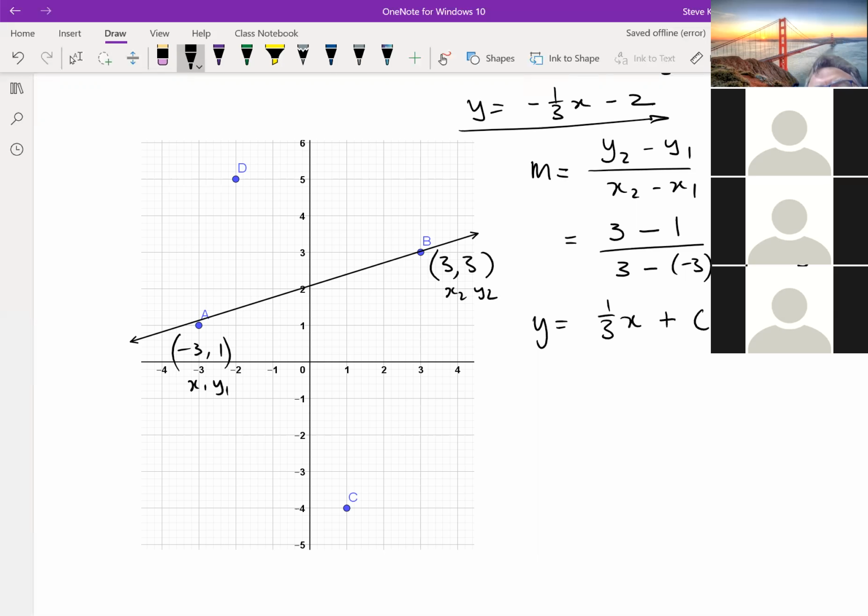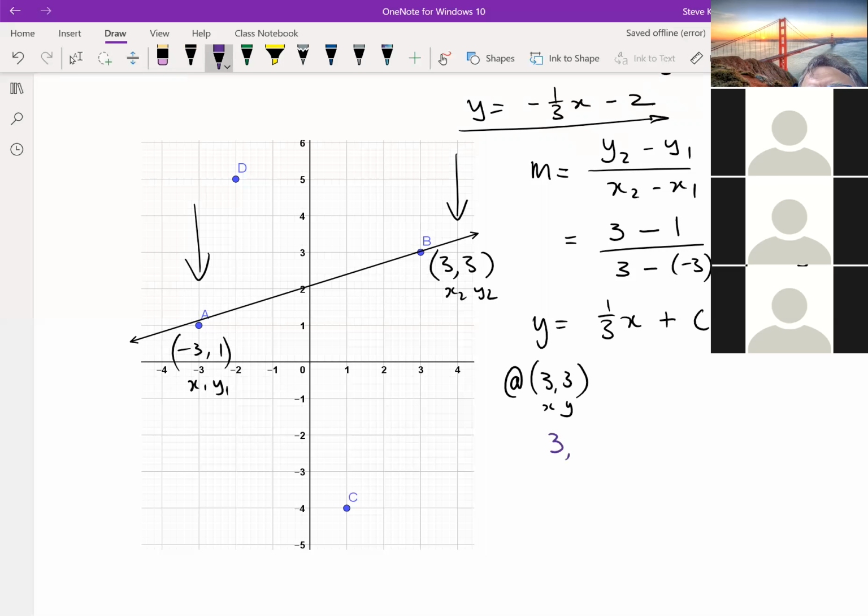I don't know what c is at this stage. We can see from the line that we've drawn there that it's possibly somewhere around about 2. But we can do a calculation to figure that out exactly. And the way in which we can work out what c is, we're going to use either that point or this point. We're going to substitute it into the equation. So I'm going to take this point over here, the point 3, 3. That's my x value, that's my y value.